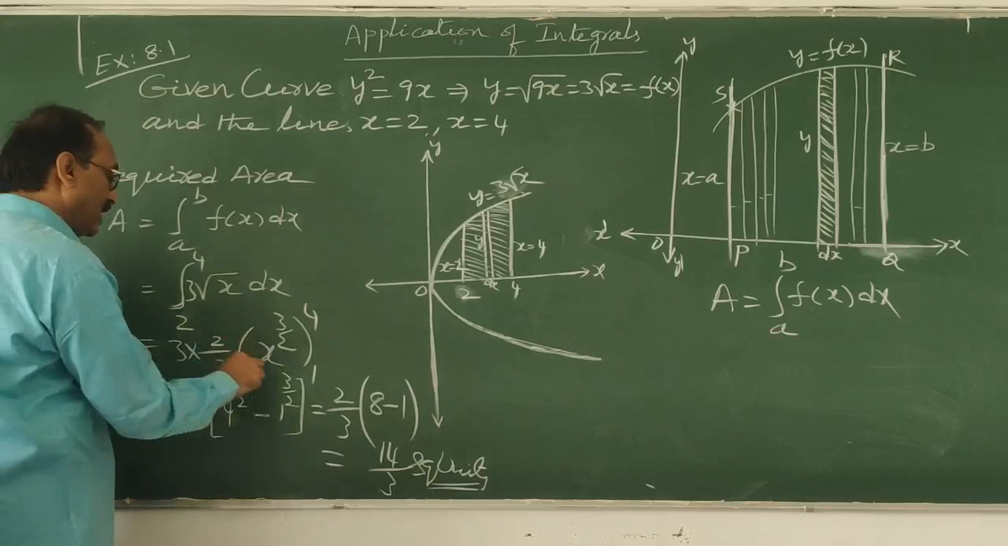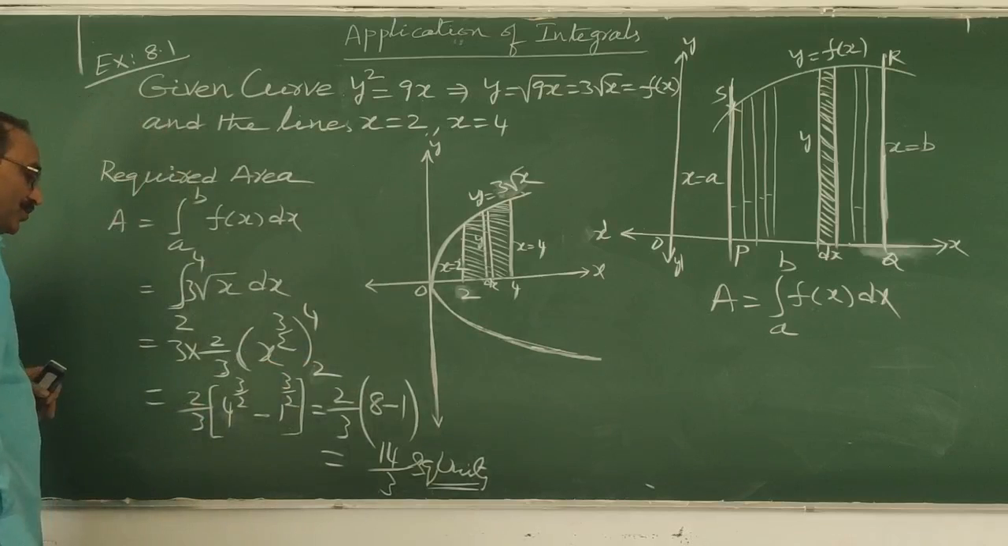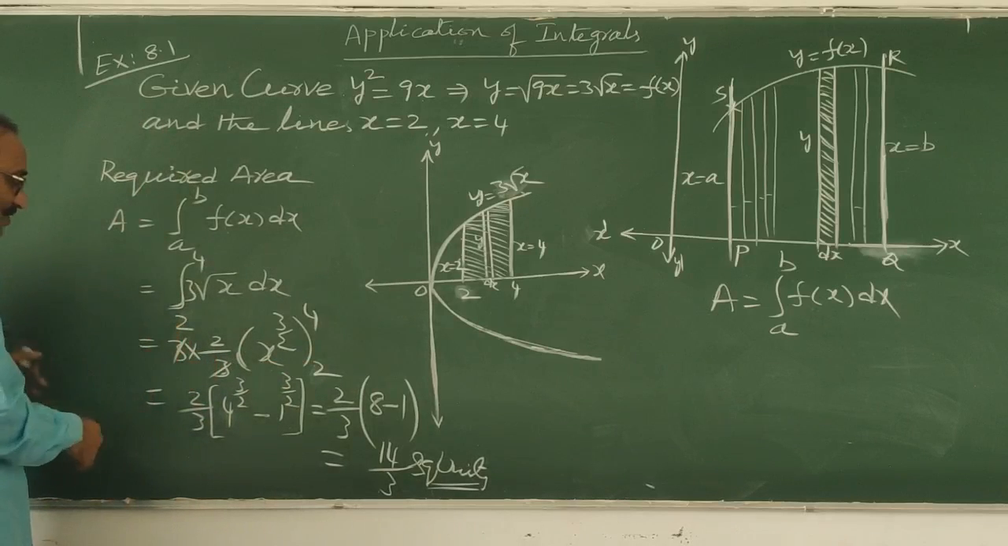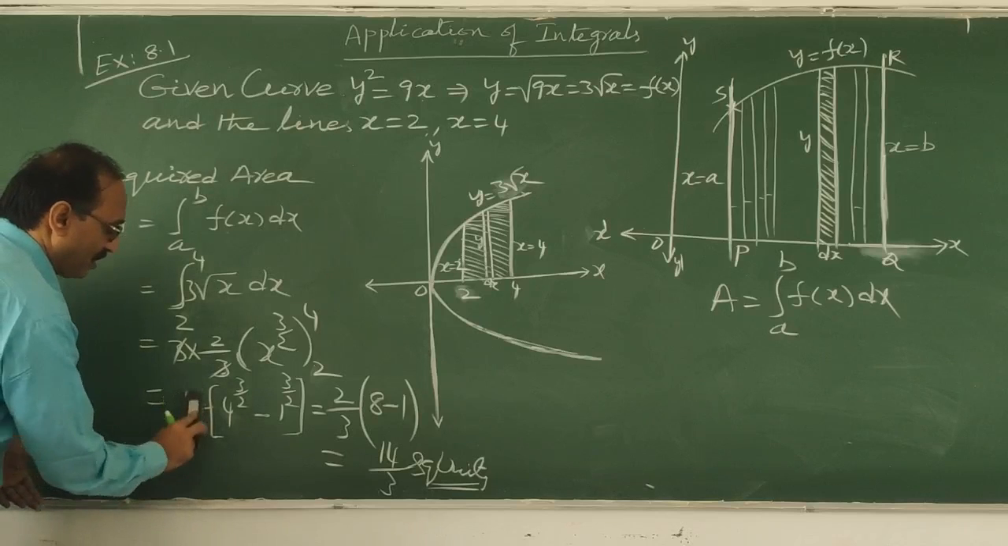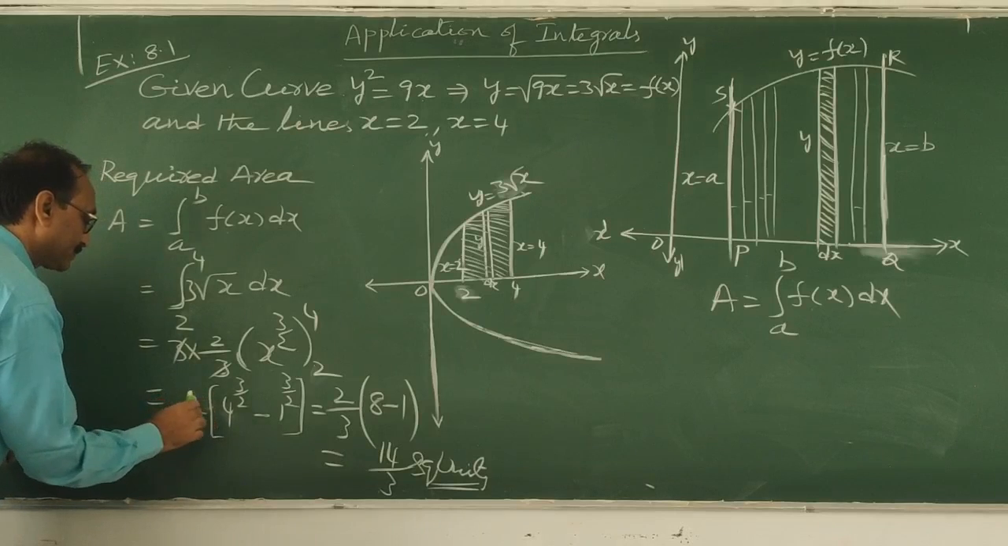3 into 2 by 3. Into here, what happened now? 2 to 4, instead of 1 to 4, it is 2 to 4. So here the 3 cancels, and only 2 is left over. That's what I want to say here. So here 2 is left over.